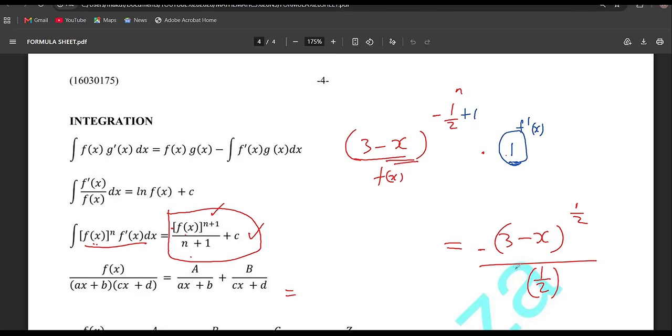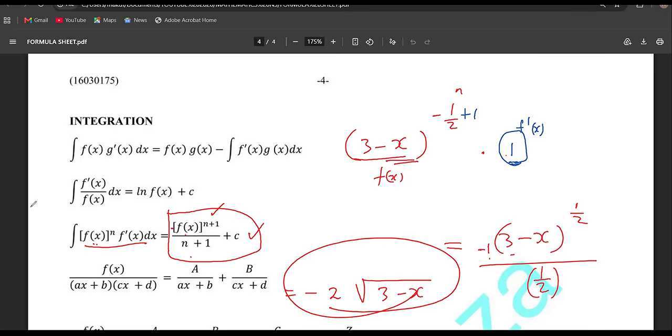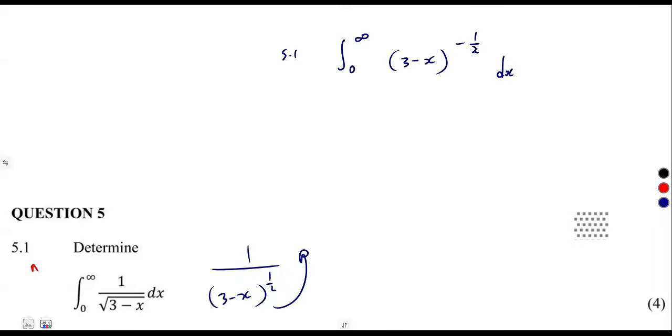If you simplify this, minus 1 over a half is minus 2. And this to the exponent of a half is the square root of 3 minus x. So this is what you're going to have after integrating that. After integrating, we see that we remain with minus 2 the square root of 3 minus x. Then we apply our limits.